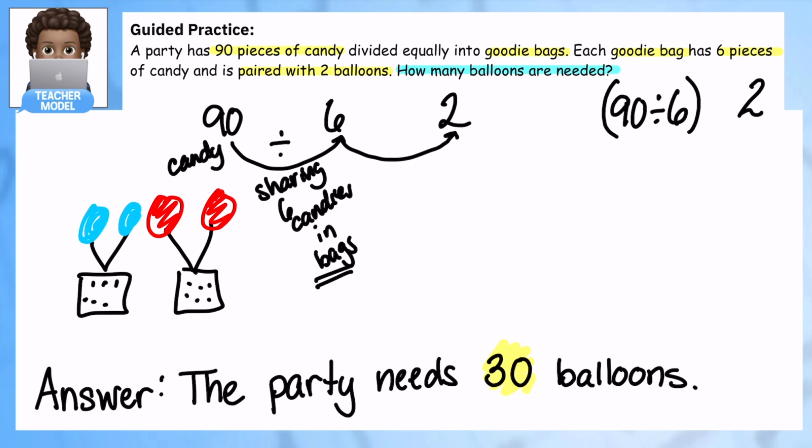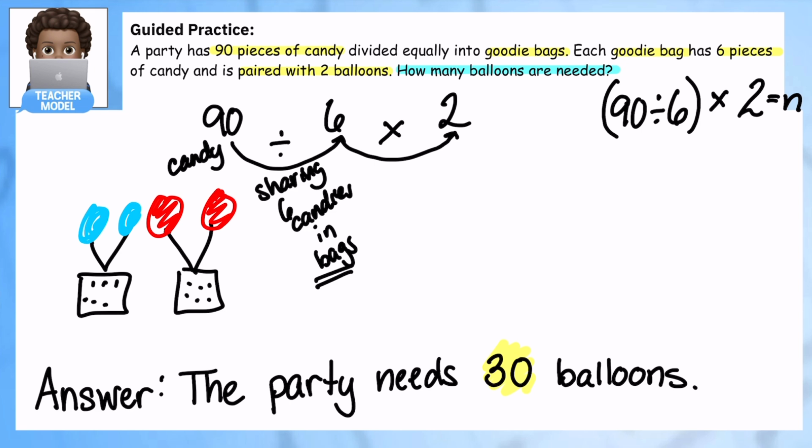So every time, is my 2 going to get bigger or smaller? My balloons. It's going to grow because every bag has 2 balloons. So that's multiplication. Why is it not just adding? Because every single bag gets 2 balloons. It's equally. So I'm going to multiply that, and that's how we're going to figure out our number. So those are the 2 steps that we're going to use.